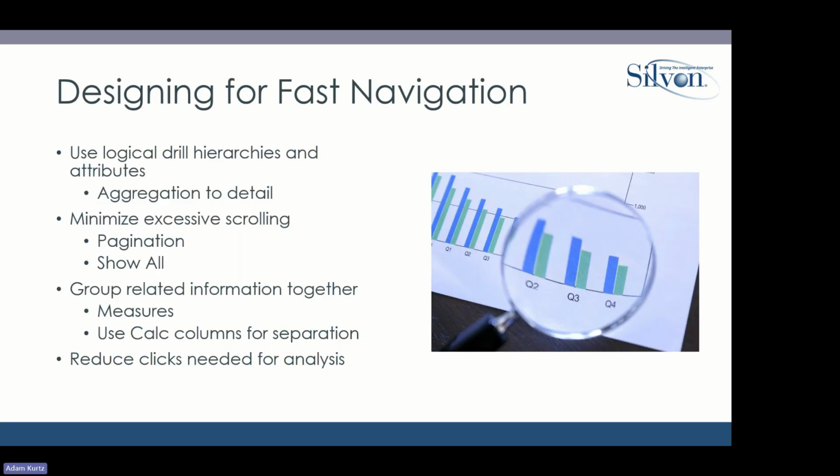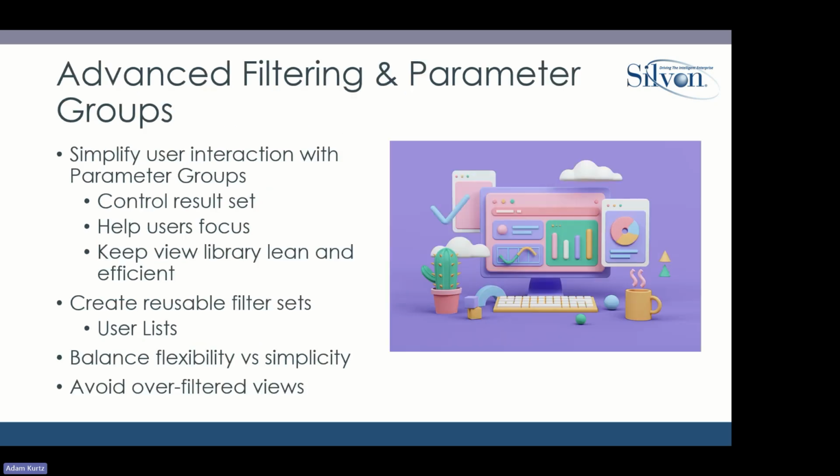So designing the view for fast navigation, you want to use logical drill hierarchies and attributes. You want to start at higher levels and then drill to detail. And then you can minimize excessive scrolling by using paging and showing all and grouping related information together. So have certain measures grouped together that are similar to each other. And then you can use calc columns for separation. And you can fill in with color fills and whatnot to create that separation and make it look more cosmetically pleasing for the users. And this overall reduces the clicks needed for analysis, which is a good goal to have.